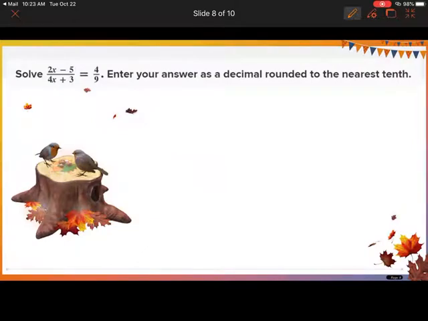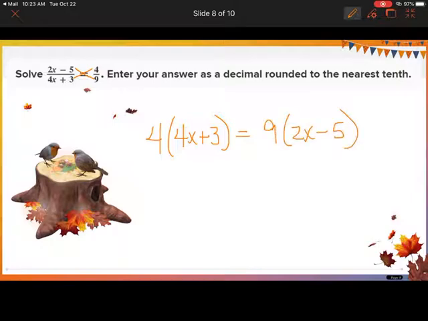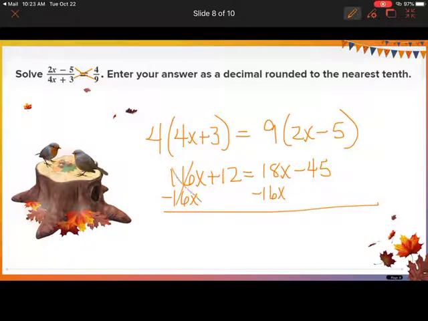Okay, same thing, we're getting increasingly harder. So I'm going to have 4 times the quantity 4x plus 3, and then 9 times the quantity 2x minus 5. So 16x plus 12 equals 18x minus 45. Now I have to move the numbers and the variables to one side. So I'm going to move the 16x. When I do that, that goes away. That gives me 2x. Bring everything else down.